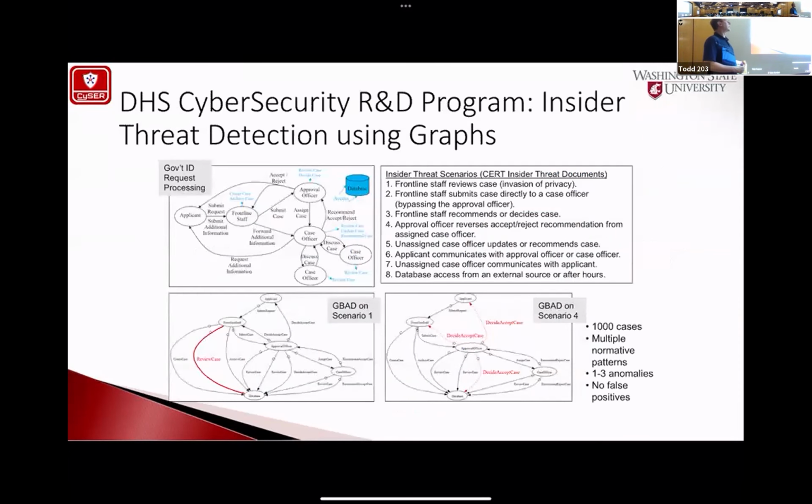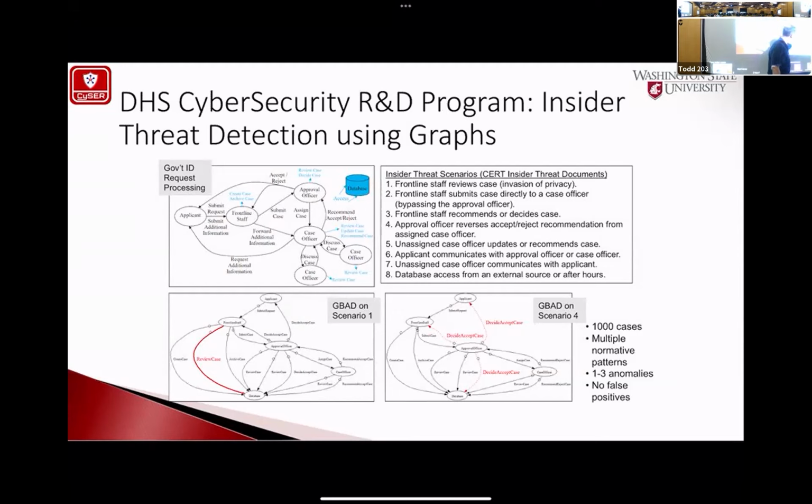And the last example, which is actually the one you saw before, is that government ID or passport office. I think we've seen this one where the frontline staff was doing a review of a case, which was not allowed for frontline staff. They also identified 7 other breaches that took place, and we were trying to, of course, find all of these. I think this is number 4, where the approval officer reverses the recommendation of the case officer.